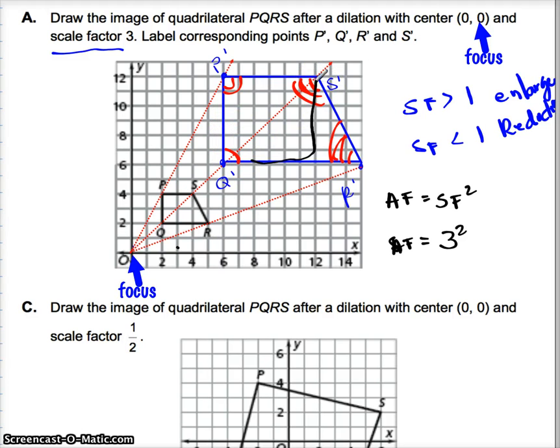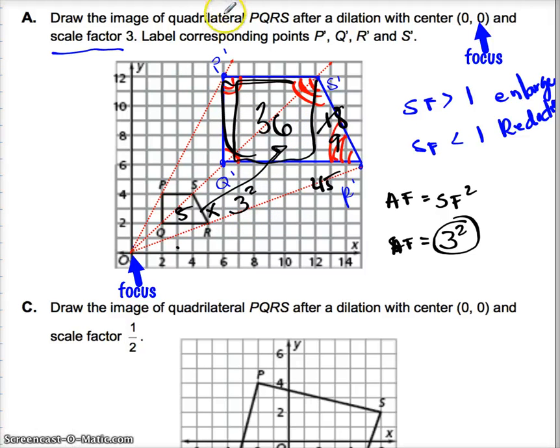This section here, including this section, is 36. This one is 1, 2, 3 by 6. This is 18 divided by 2, that's 9. 36 and 9 together make 45. It is area factor larger. This one was 5, and to get there, I multiplied it by area factor. So 5 times scale factor squared, which is area factor, gives me my new area for this item.